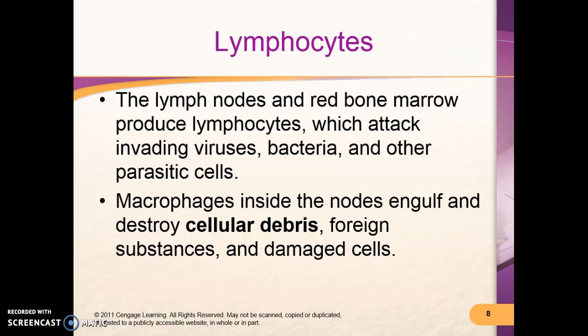The lymph nodes and the red bone marrow produce lymphocytes, which are the ones that actually attack any type of virus, bacteria, anything along that line. Some of the other organs that you're going to be looking at that are part of this system include the thymus and the spleen. So those are all part of the system as well.